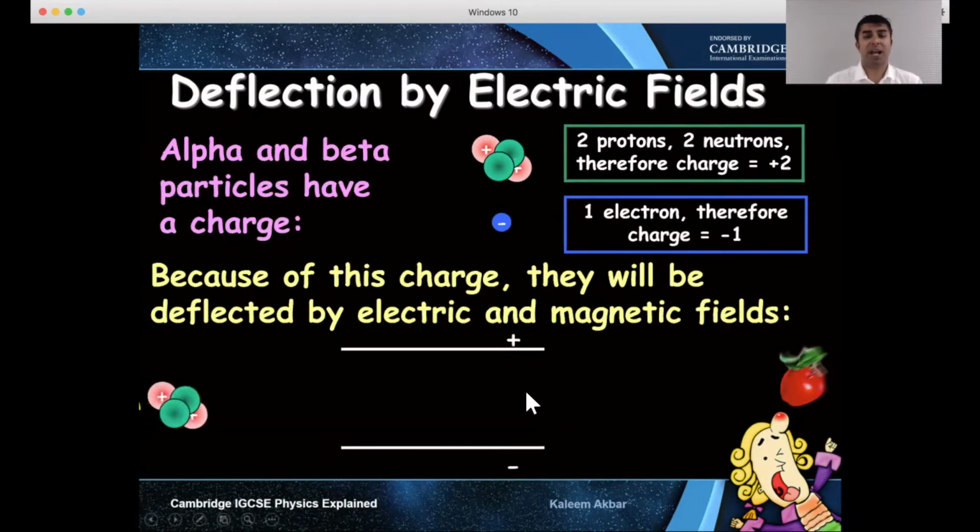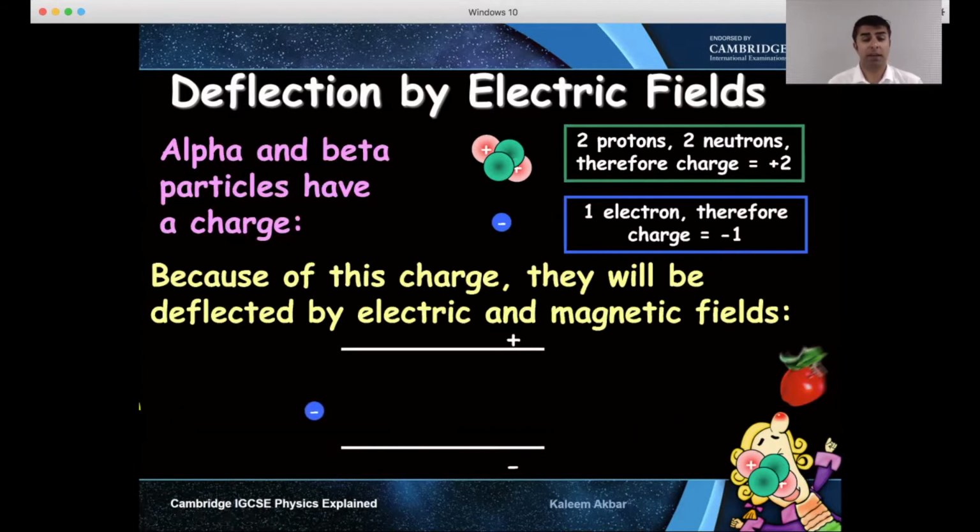So if we have an alpha particle about to enter an electric field, what will happen is it will be attracted towards the negative, because positive will be attracted towards the negative. Quite often in an exam, a student might draw this hitting the negative. Because the alpha is moving, it will deflect towards the negative, but not necessarily hit the negative. And in fact, it's very unlikely to hit the negative.